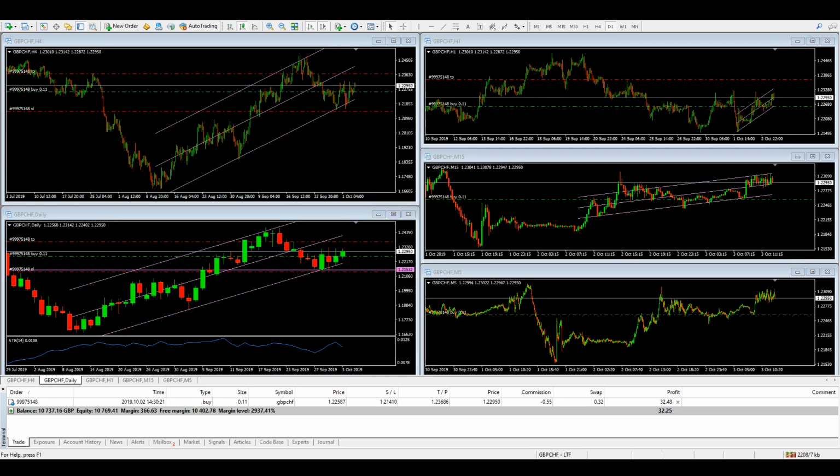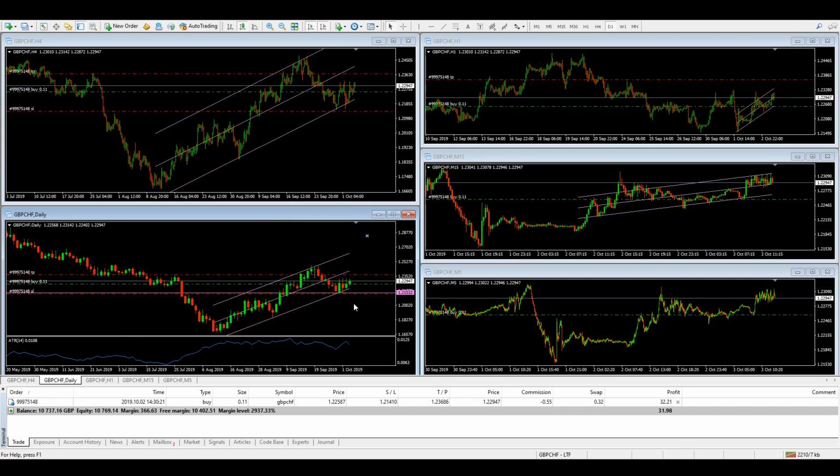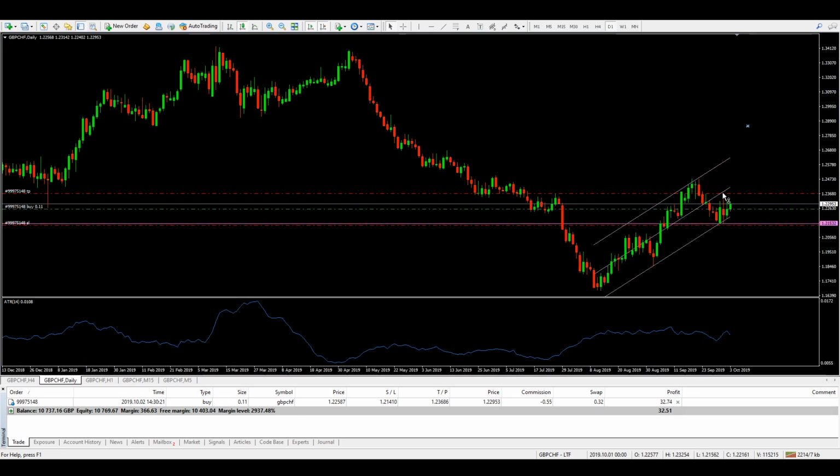So this is GBP CHF. This is a trade that I'm currently holding. It's in profit at the moment, so it's around £32 with a £100 risk. So my initial profit target, which I'm likely to move to another area depending on how the price action materializes, but I've got decent positioning on this.